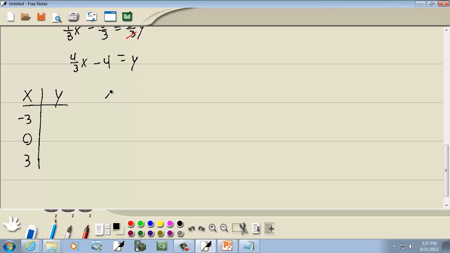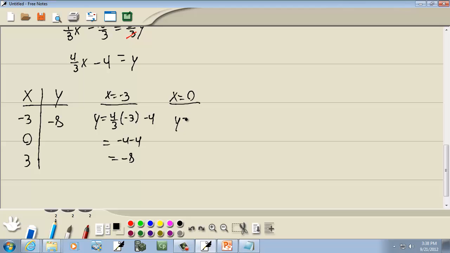Okay, so let's plug in negative 3. So we got y is equal to 4/3 times negative 3 minus 4. Well, this 3 is going to cancel, and we get negative 4 minus 4, which gives us negative 8. And I want to plug in 0. So we got y is equal to 4/3 times 0 minus 4. Now anything times 0 drops away, so that first part's gone, and we got y is equal to negative 4.